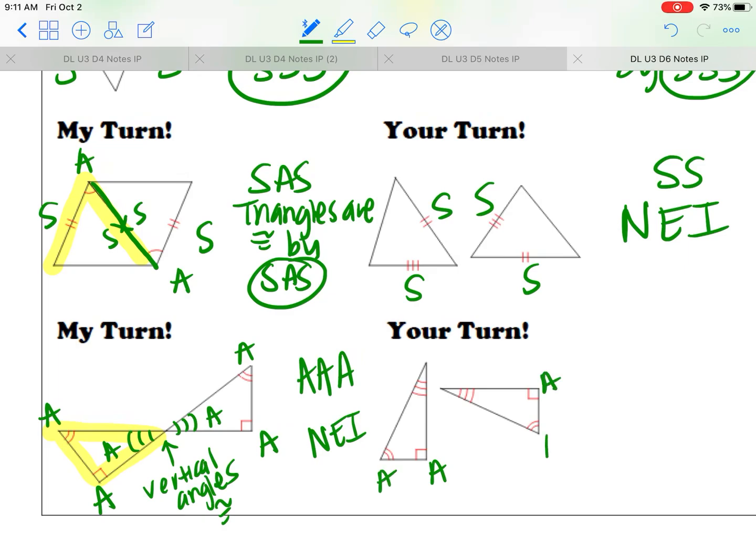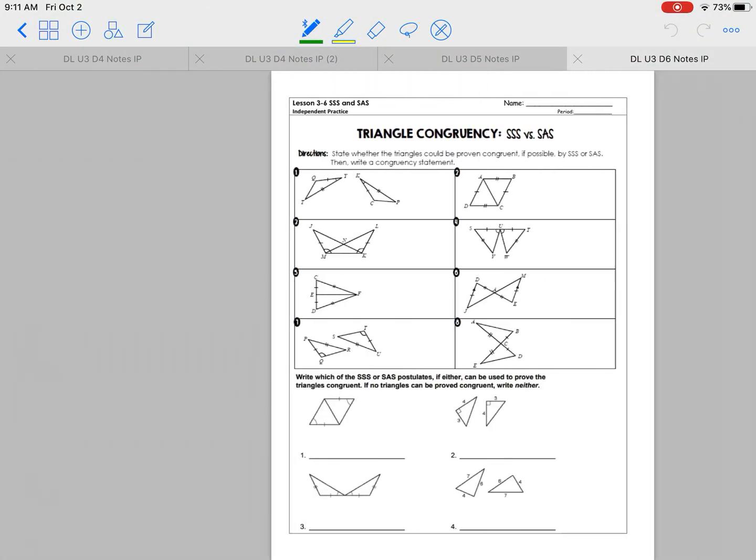For the next one, we would do the same. We have angle, angle, angle, and again, I end up with angle, angle, angle. And I know that this is not enough information.